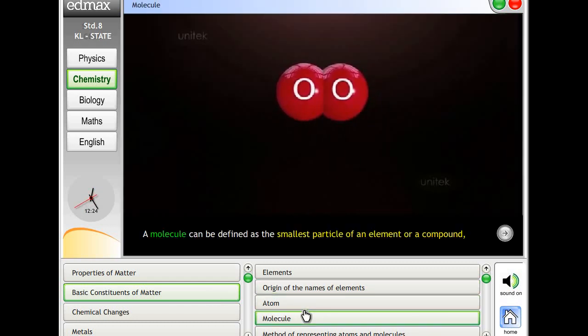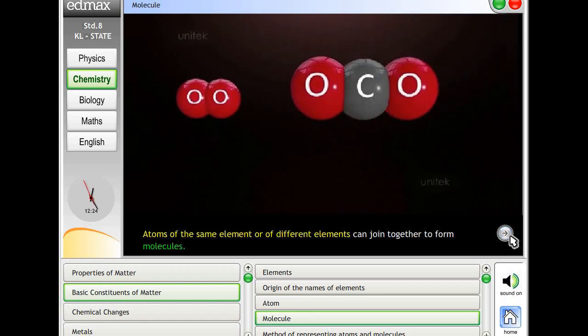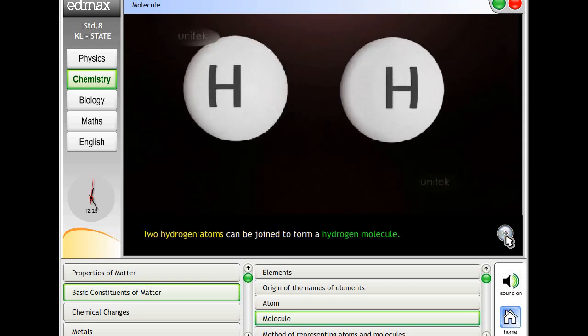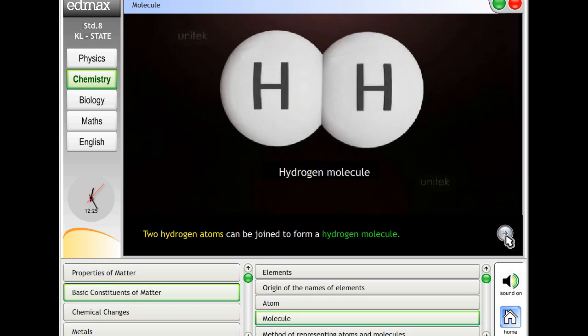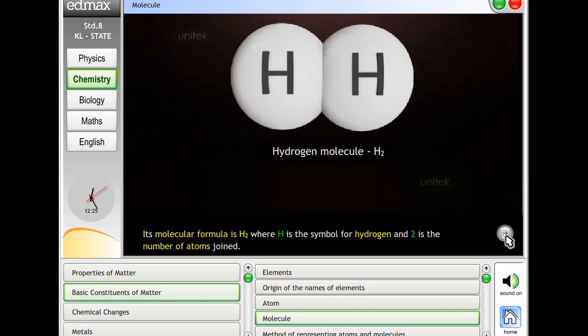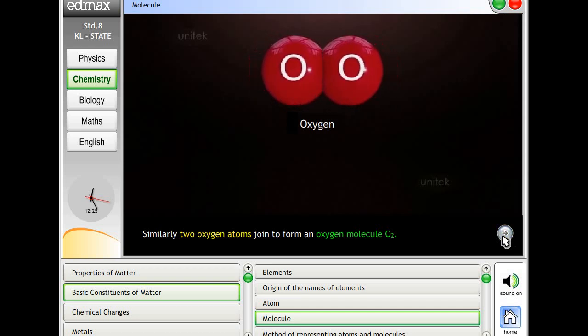What is a molecule? A molecule can be defined as the smallest particle of an element or a compound that is capable of an independent existence and shows all the properties of that substance. Atoms of the same element or of different elements can join together to form molecules. Two hydrogen atoms can be joined to form a hydrogen molecule. Its molecular formula is H2, where H is the symbol for hydrogen, and 2 is the number of atoms. Similarly, two oxygen atoms join to form an oxygen molecule, O2.